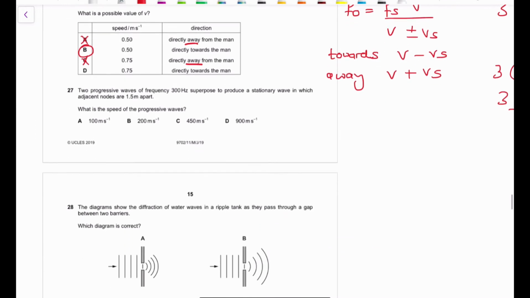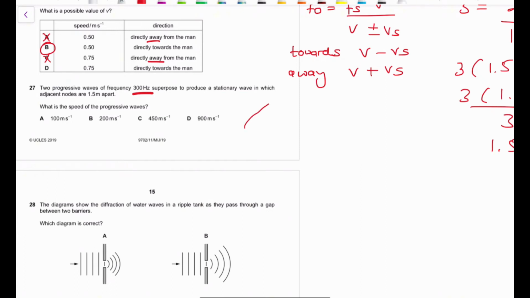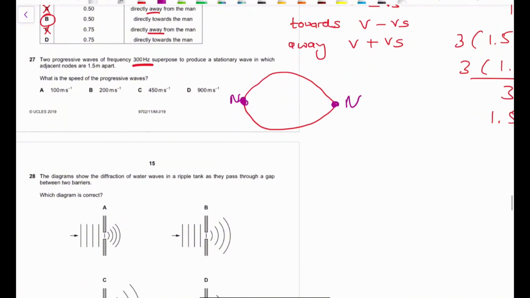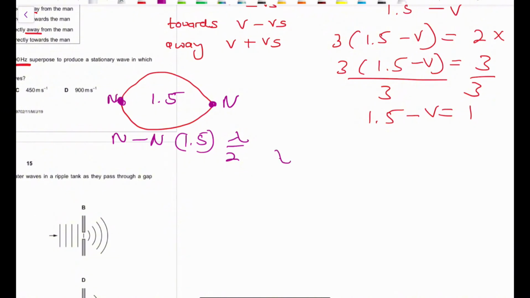Very important. Move on to question 27. Two progressive waves of frequency 300 hertz superpose to form a stationary wave in which adjacent nodes are 1.5 meters apart. Like I've said, you have a node here and you have another node here. Those two nodes, the distance between them is going to be 1.5. From a node to a node, you're going to have 1.5, but that's going to be lambda over 2. So what's going to be your value of lambda? Your value of lambda is going to be 2 times 1.5, which is going to be 3.0 meters, right?